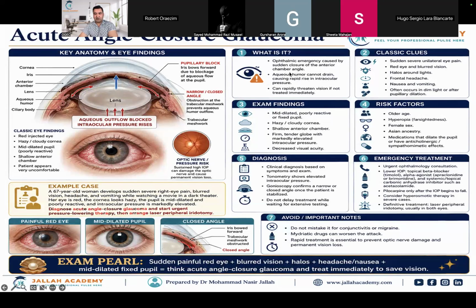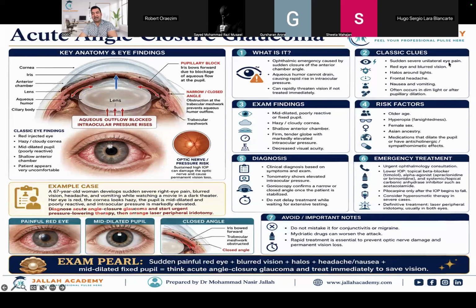So acute angle closure glaucoma is an ophthalmologic emergency caused by sudden closure of the anterior chamber angle. So remember the anterior chamber angle. You need to remember this. Aqueous humor cannot drain, causing a rapid rise in the intraocular pressure. Aqueous humor, remember this one, can rapidly threaten vision if not treated immediately.